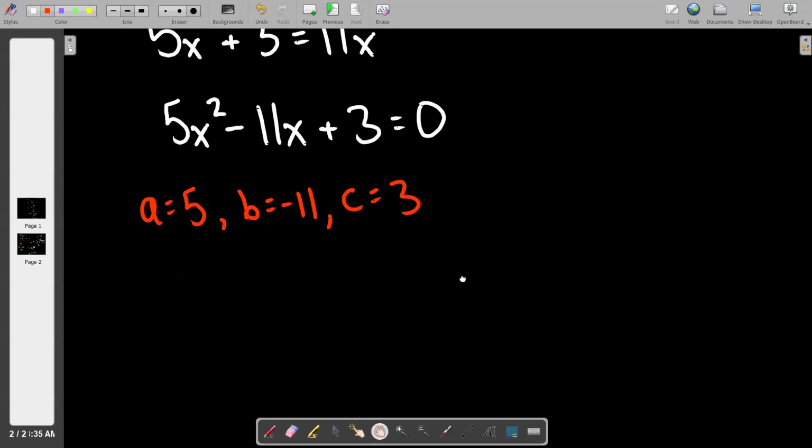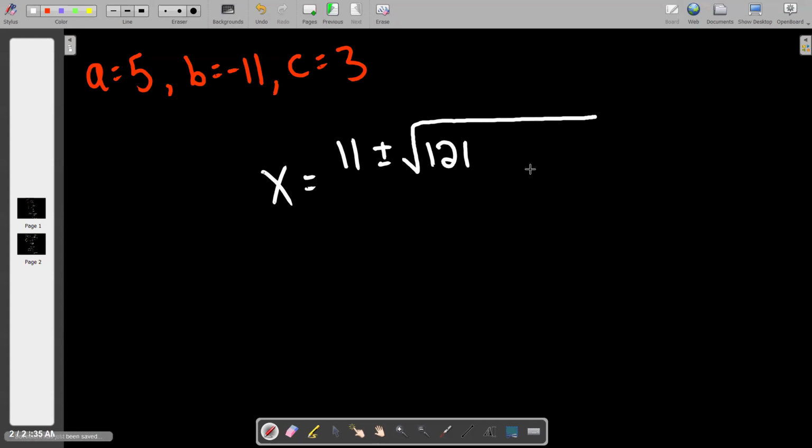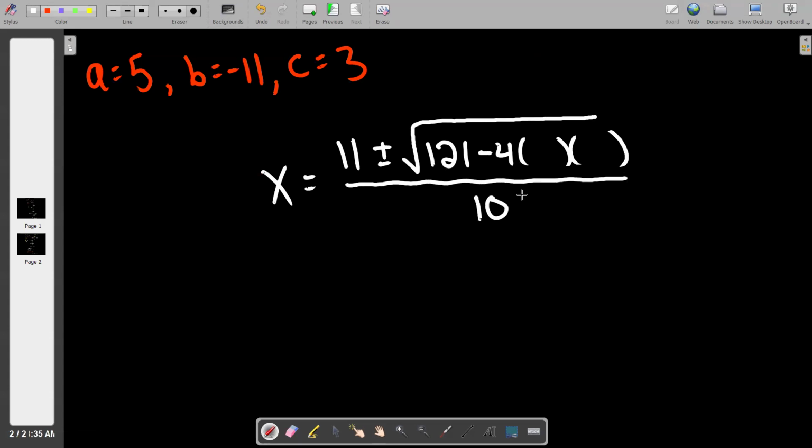We got our numbers. I can scroll all this off the screen now because really that's all I need. Here we go. X equals. What goes first? Plus or minus, big, long square root sign. What goes first inside the square root? It's exactly 121. Never put a negative number in that spot. Never, never, never. And then go minus 4 blank blank all over. What's 2 times A? Beautiful. Right, let's see what happens.